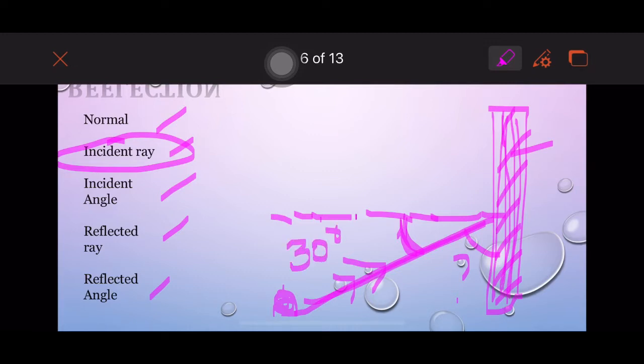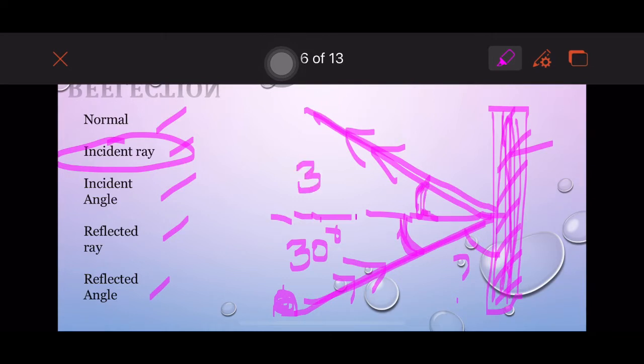Now that incident ray will be bounced back by the shining surface, and it will be this way, denoted by two arrows which indicate the direction of the bouncing back of the light ray. Now this angle is called the reflected angle, and this ray is called the reflected ray. The reflected angle will also be 30 degrees. So that's normal, incident ray, incident angle, reflected ray, and reflected angle. You have to write down the definitions in your notebook. You can pause the video so that you can write it down.